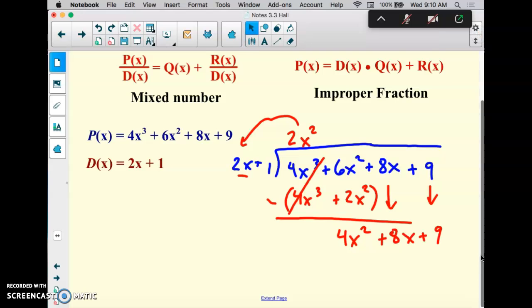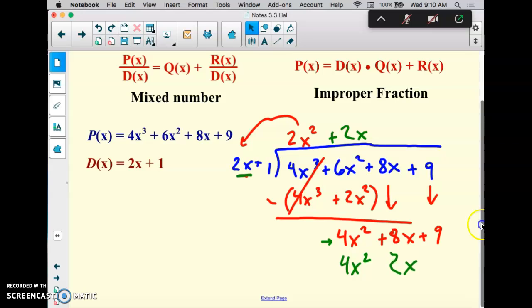Now let's do it again. What times 2x will give me 4x squared? It's 2x. Let's do the same thing and multiply. 2x times 2x is 4x squared. I'll slide it over. And 2x times the 1 is 2x, and that goes here.